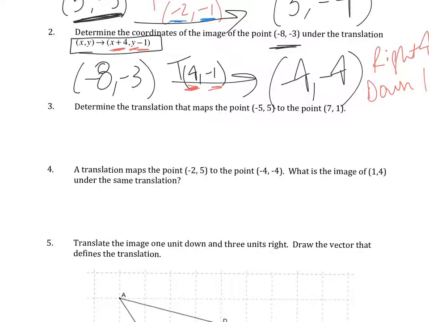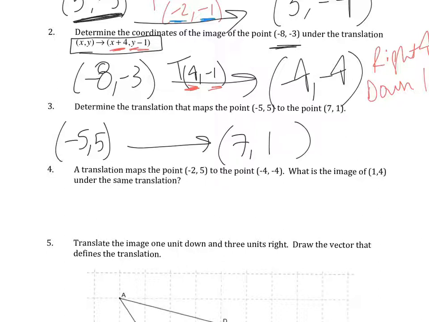The next one's rather interesting. It's saying that someone came along and took -5, 5, and suddenly they were at 7, 1. And your job in this case is to figure out what numbers go here. So if we were to look at -5 and then all of a sudden we're at +7, you have to think about what number was added to -5 to get +7. And that correct answer would be 12.